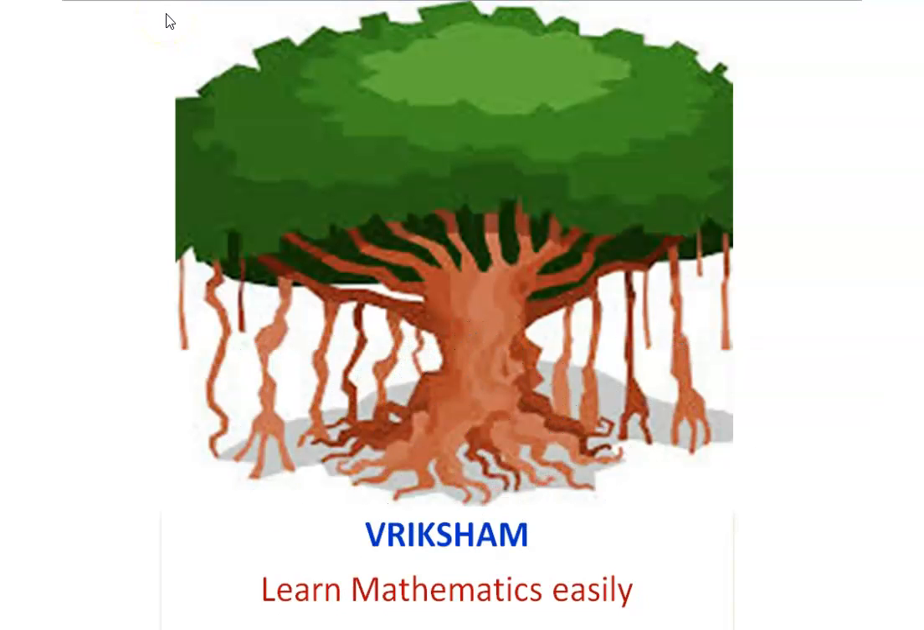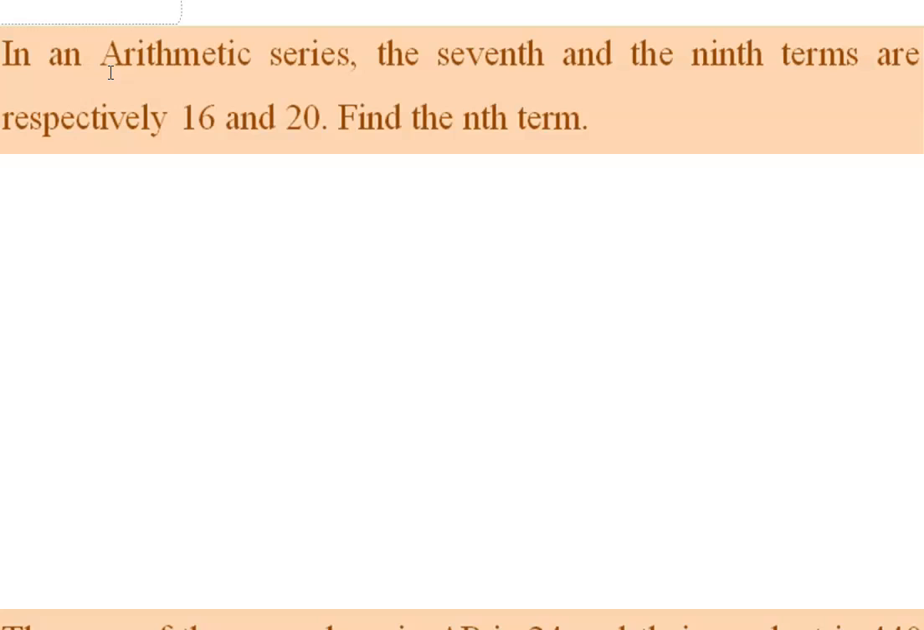Learn mathematics easily. We are going to see a few problems in sequence and series. The question is: in an arithmetic series, the 7th term and the 9th term are respectively 16 and 20. We have to find the nth term.